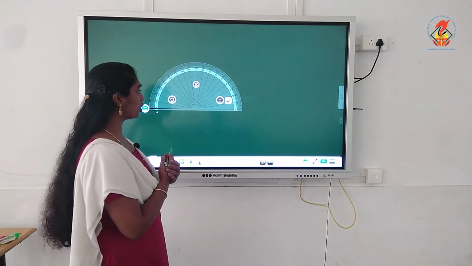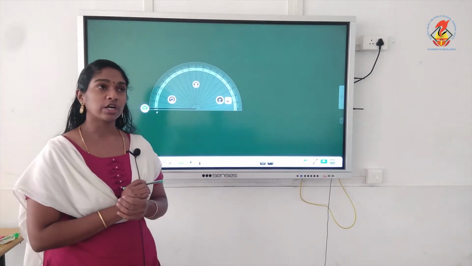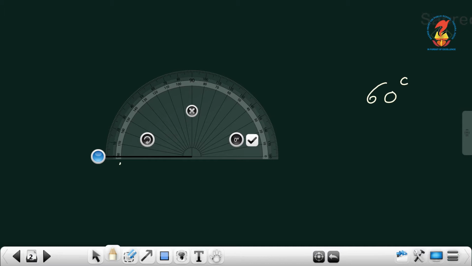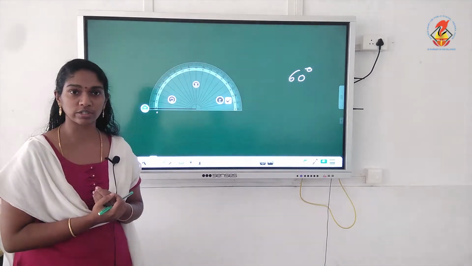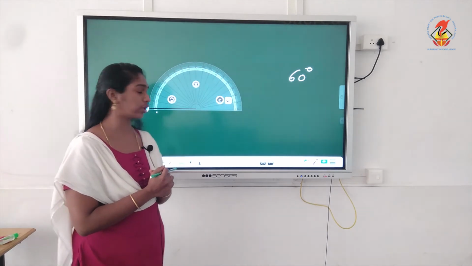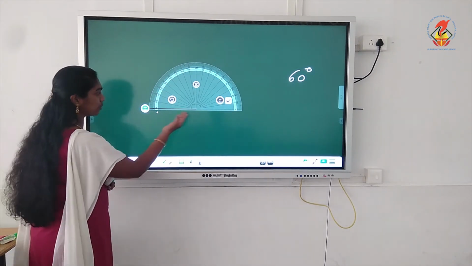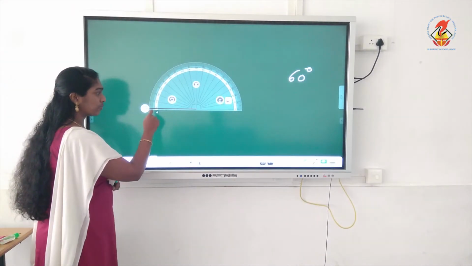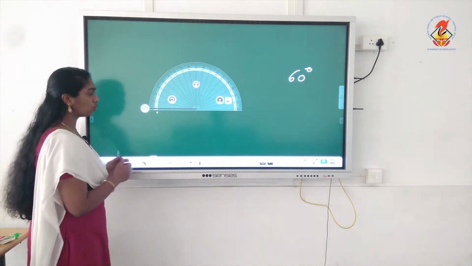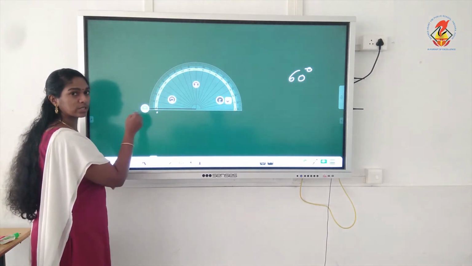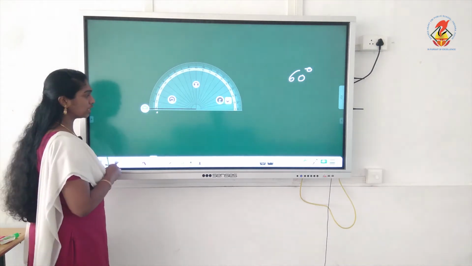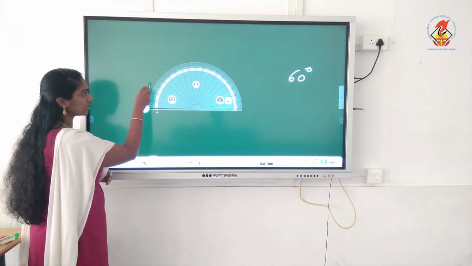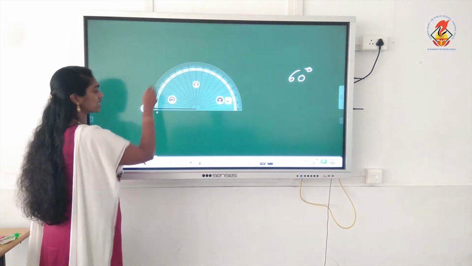See, suppose I want to draw an angle of measure 60 degree. I can use any scale that I want. So now I am going to use the outer scale because my line is to this side. Can you see the line over here, children? My line is to this side. So I will use the outer scale. From the outer scale, I will start counting 0, 10, 20, 30, 40, 50, 60. I can see 60 over here.